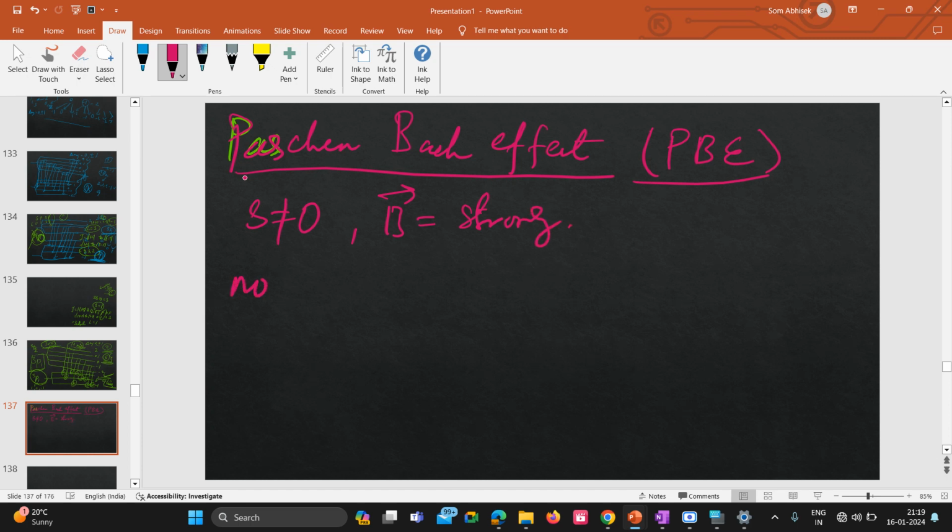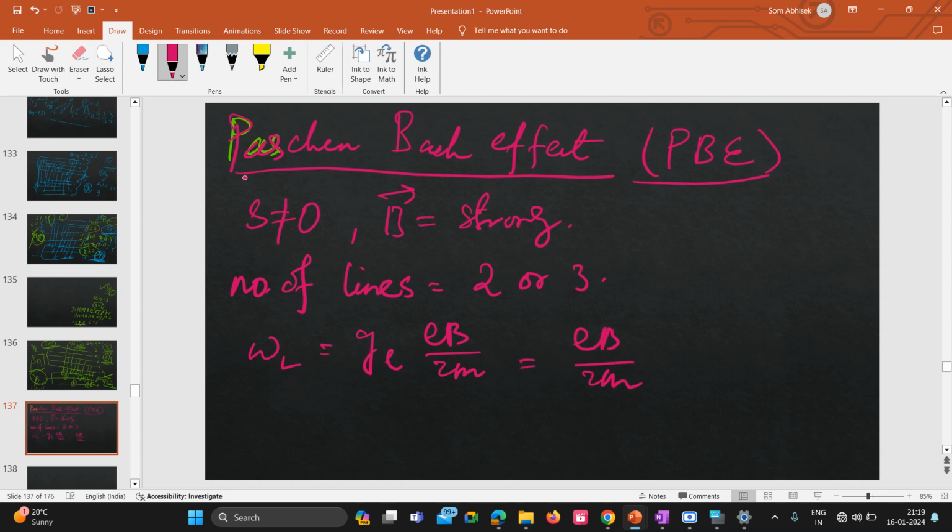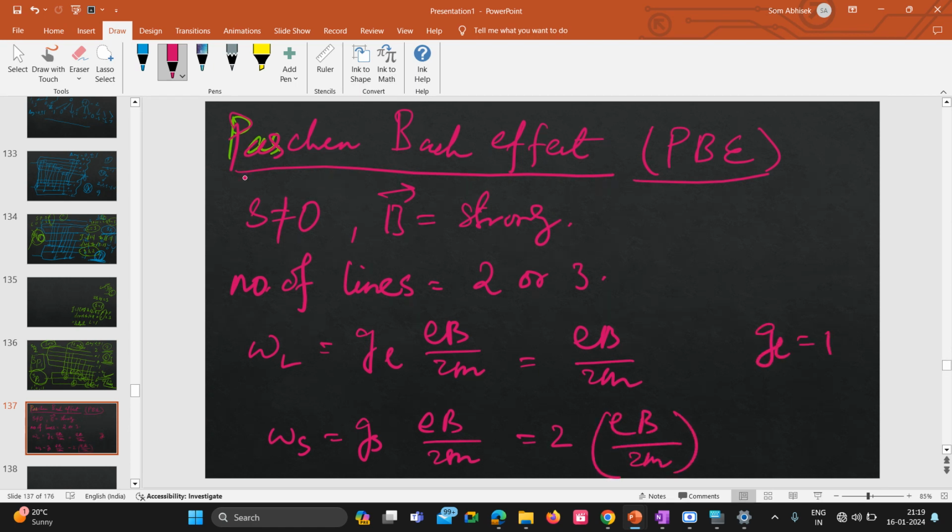So the number of lines is equal to 2 or 3. Omega L is equal to GL eB by 2m, and here it is eB by 2m because GL is 1. Omega S is equal to GS eB by 2m, and GS is equal to 2. So GL is equal to 1 and GS is equal to 2.